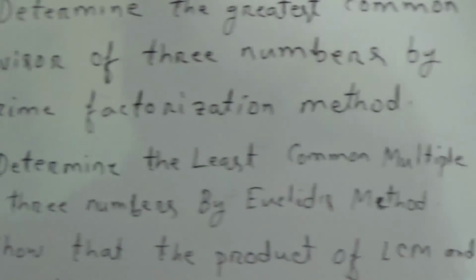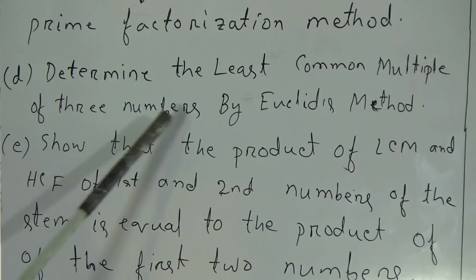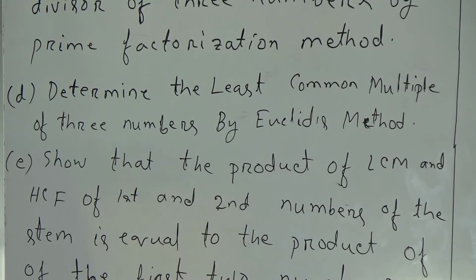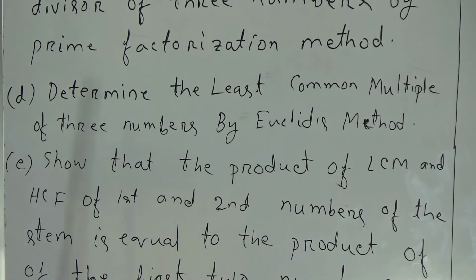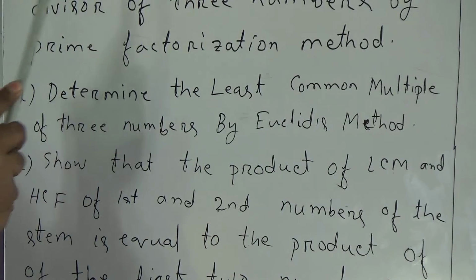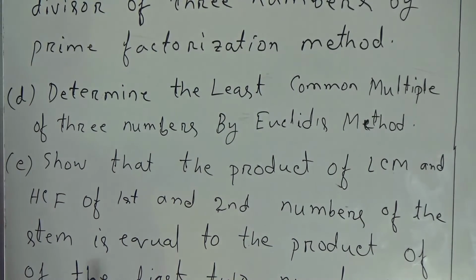Here the question is, determine the least common multiple of 3 numbers by Euclid's method. Now you have to find out the LCM. Least common multiple means LCM of 28, 48 and 72. And we have to apply Euclid's method.